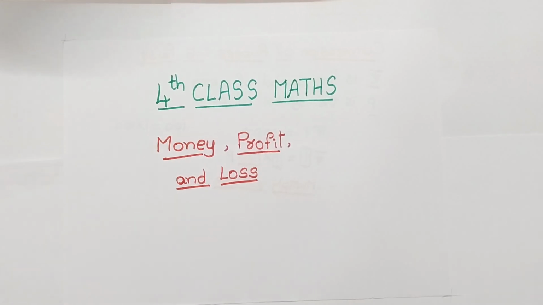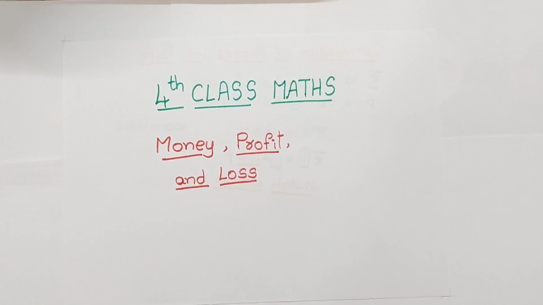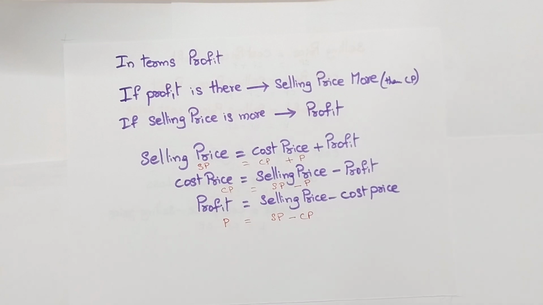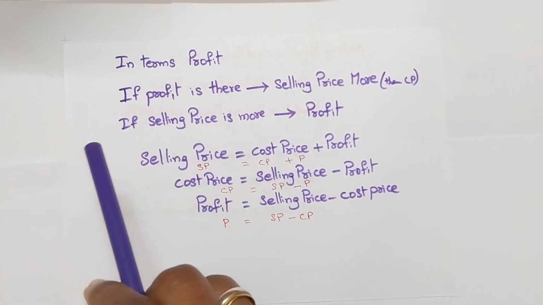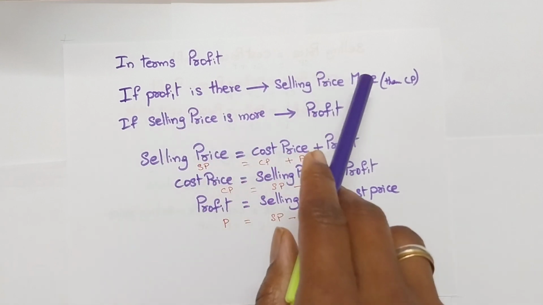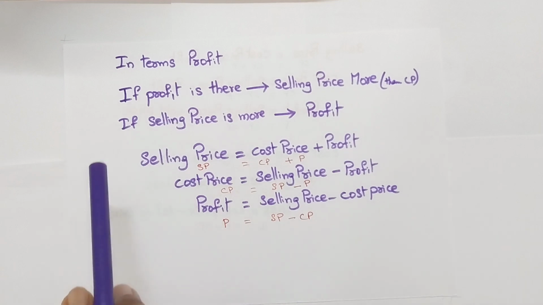Hi, today we are going to discuss 4th class maths chapter Money, Profit and Loss, Part 3. In the previous chapter, we discussed the formulas. Let us recollect them. In terms of profit, if profit is there, selling price will be more than cost price.